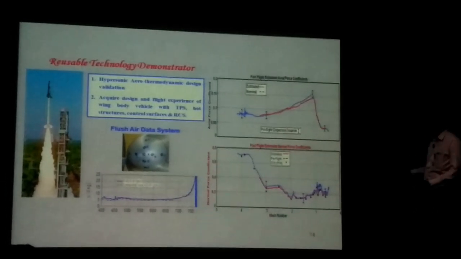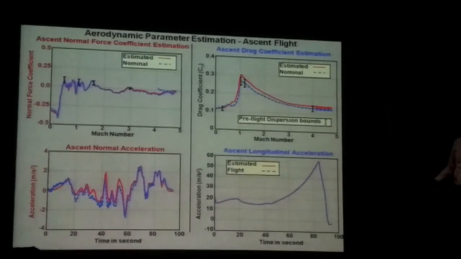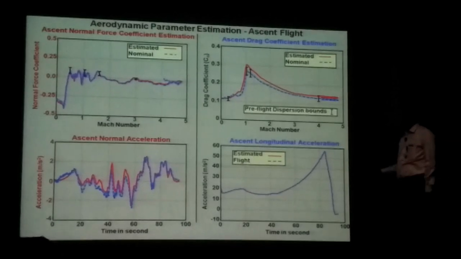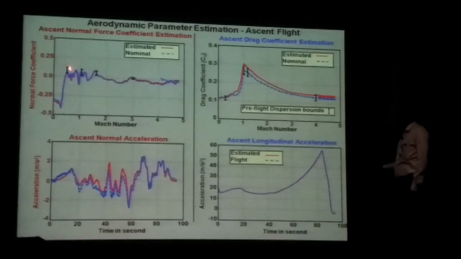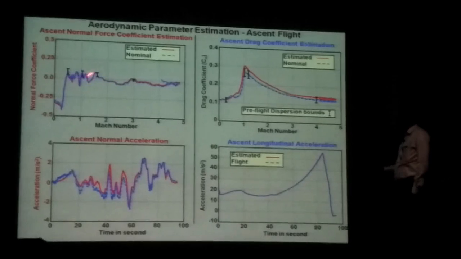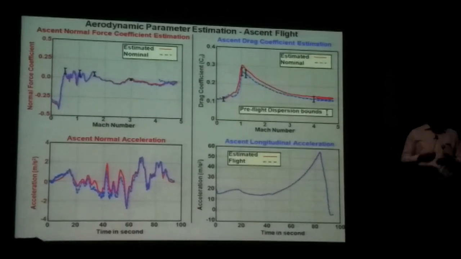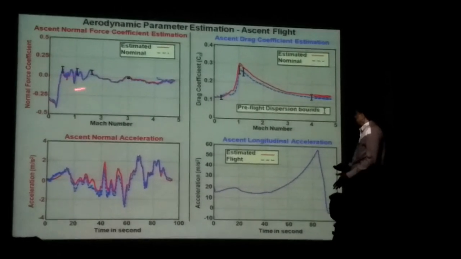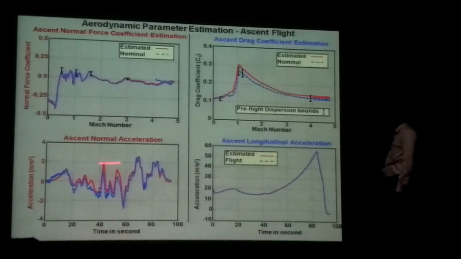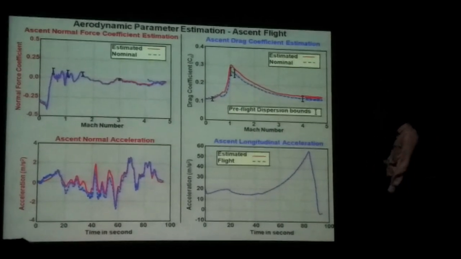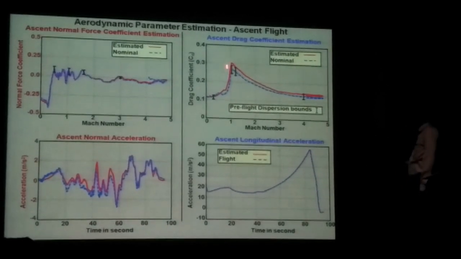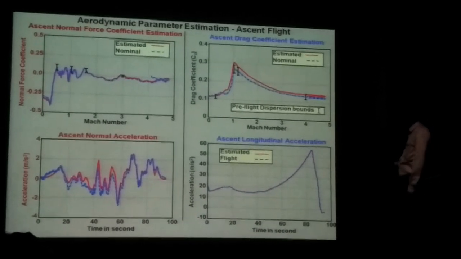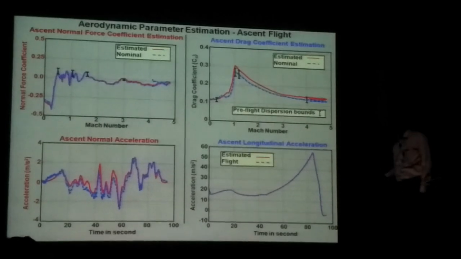And we also had the next one, wherein we had the measurement of different parameters like the normal force coefficient, how it performed, the estimated versus the nominal one. So here we can only have estimates, because based on the trajectory you find out what is the normal force that is coming, and these are the bands. And these are the accelerations, and this is the drag coefficient. For the drag coefficient, we see there is a dispersion band and it is within the dispersion band, but still there is scope for improving the predicting capability.